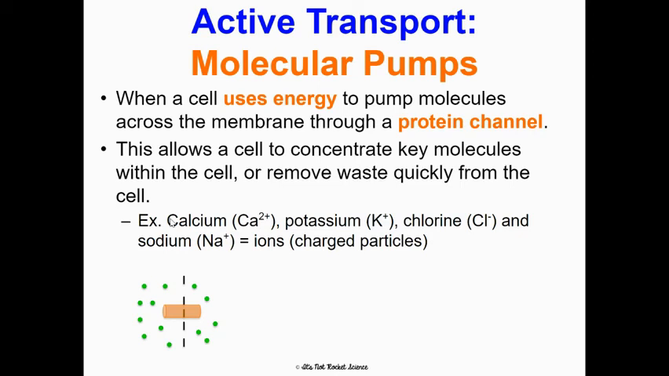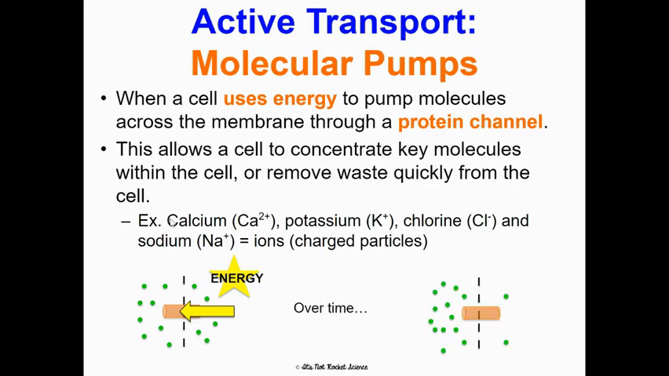And so in this case, same picture, you've got on the left side, high concentration, on the right side of the membrane, a lower concentration of solutes, but this time the cell is going to put in energy to send those solutes against the concentration gradient so that now the left-hand side is even more concentrated and the right-hand side is even less concentrated.